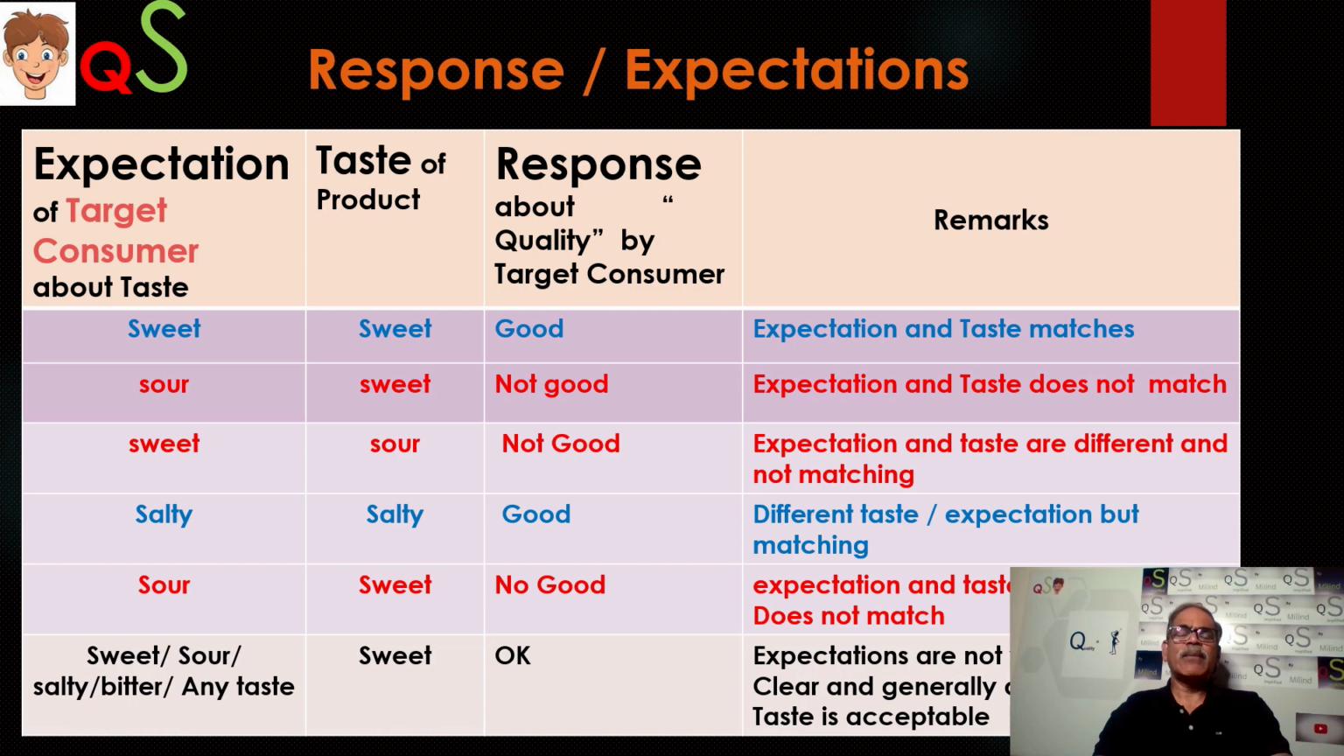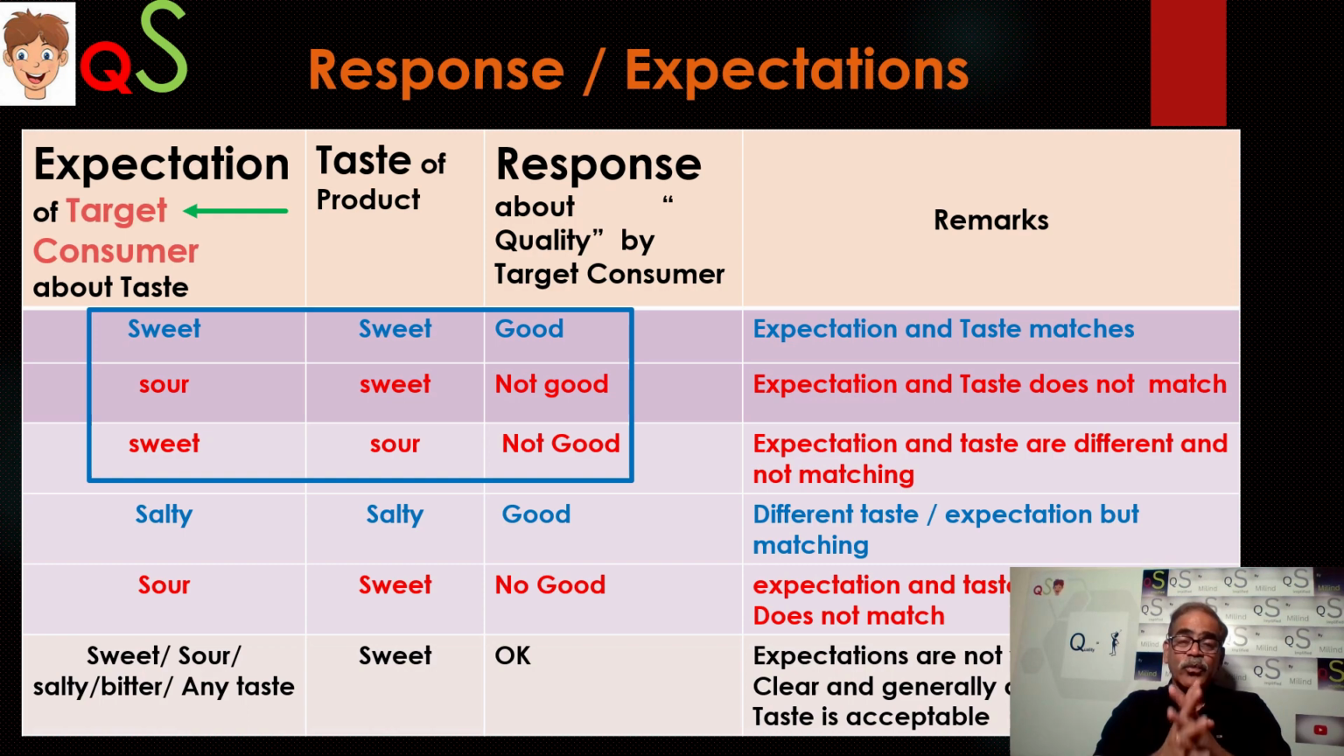Going to the same table again, except we have replaced customer by a target customer. Now let's check what happens. If the target customer wants sweet taste and the product is sweet, the response will be good. However, if the target customer wants sour and product still tastes sweet, the response will be no good. The rest of the information reflects outcome based on the same logic.